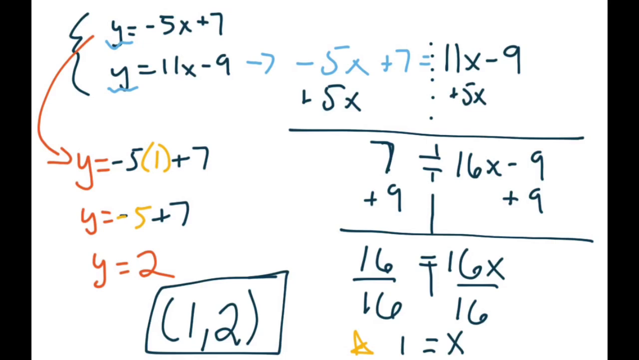And then you go back and substitute. It doesn't matter which equation you use. You can use either. I just picked the top one. But you should get the same thing. And your solution for your point of intersection should be 1 comma 2.